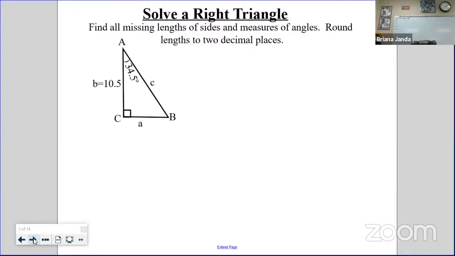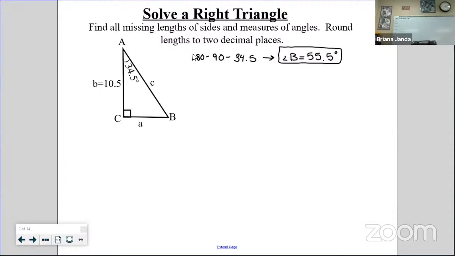So first of all, if this is what's set up for us, you can always remember that angles add up to 180 degrees. So I can start by taking 180 minus what we know. Angle C is 90, angle A is 34.5. And when I get that, my answer for angle B will be 55.5 degrees. So there's 1 out of our 3 missing pieces of information.